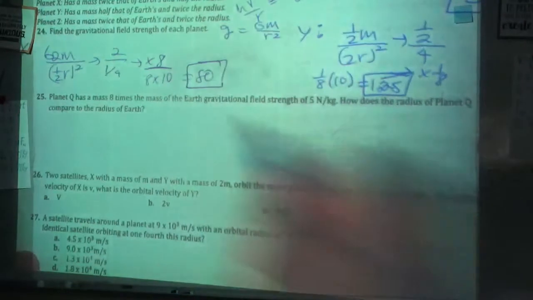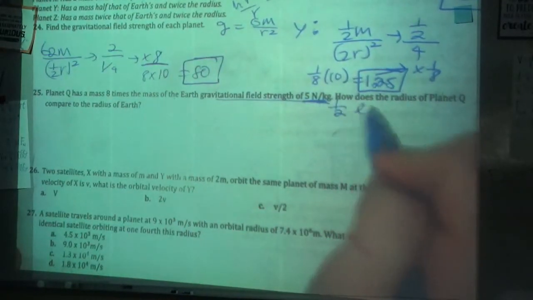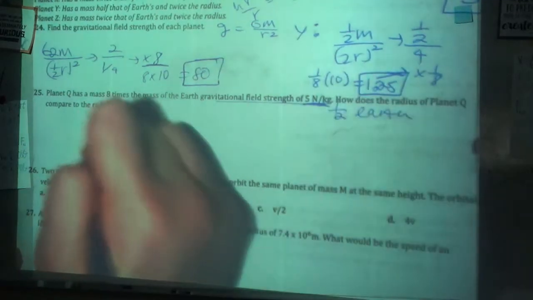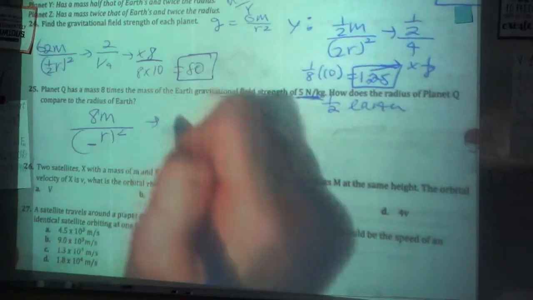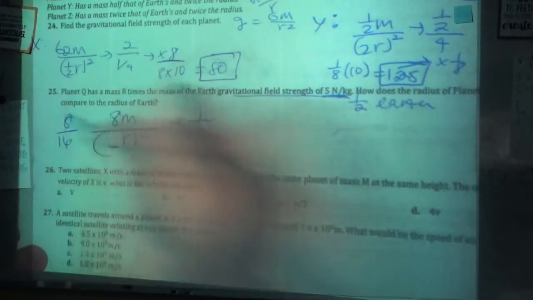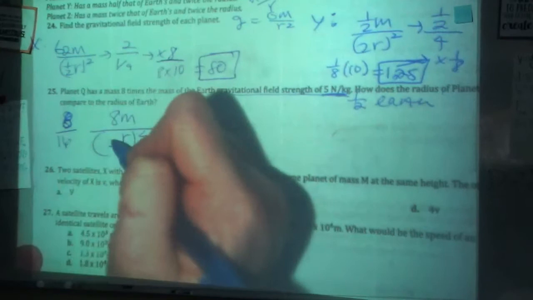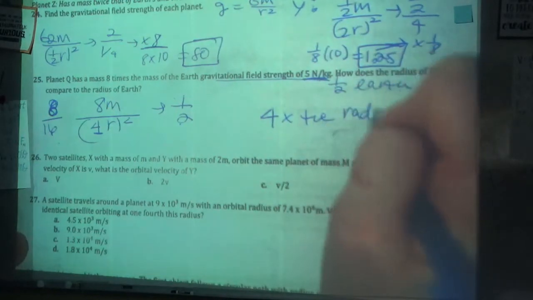Planet Q has 8 times the mass and a gravitational field strength of 5, so that's 1/2 of Earth's gravitational field strength. So I have 8 times the mass, and I want to know what I need to do to the radius in order to end up with 1/2. So to get 1/2, I've got 8 over, that must be 16 to get 1/2. That doesn't look like an 8. And if I want 16 on the bottom, that means 4 times the radius because it would get squared. So I need 4 times the radius of Earth.